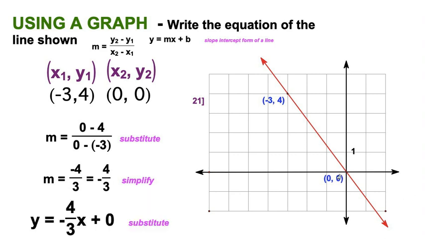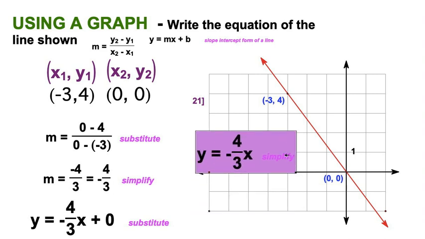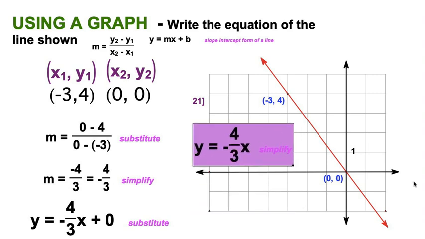Now, it also goes through 0, 0. So I could just write the equation just like that. And some of you are probably thinking, we had an entire section on something called direct variation. That's where the y-intercept was 0. So y equals negative 4/3 x. I like that one. And again, that is an example of direct variation.